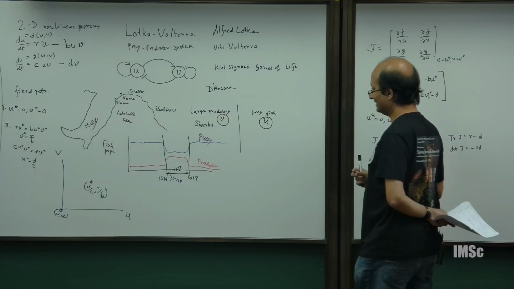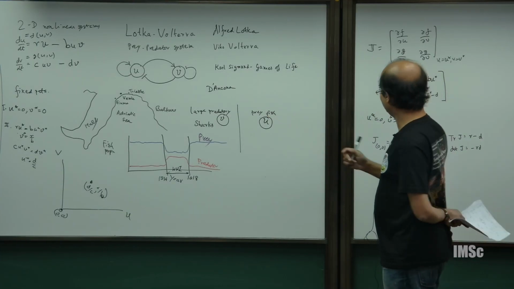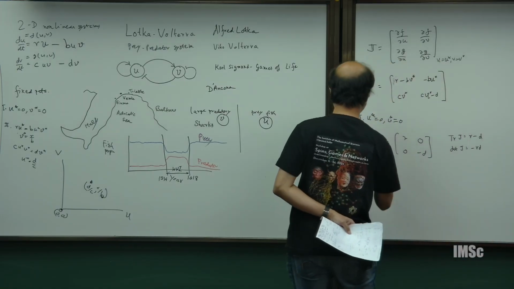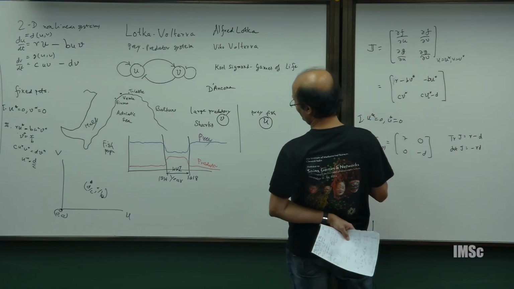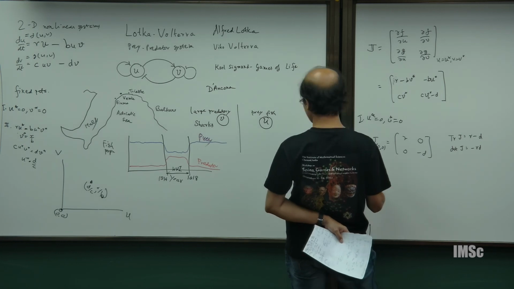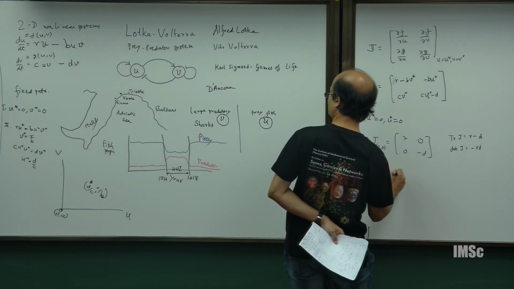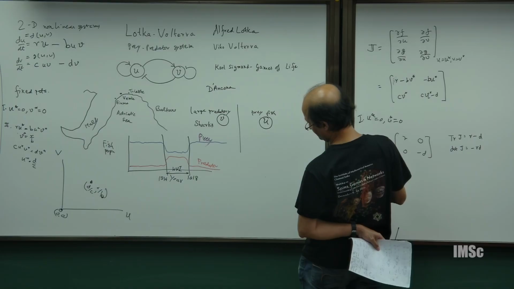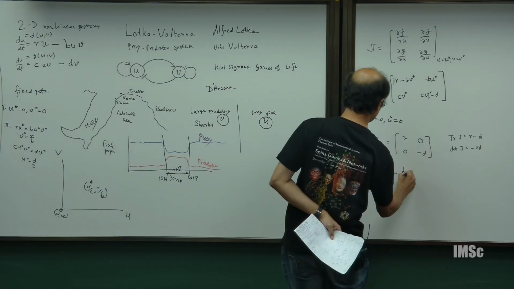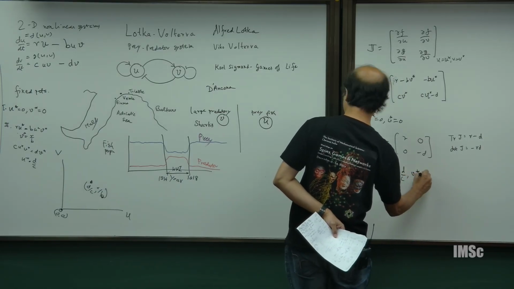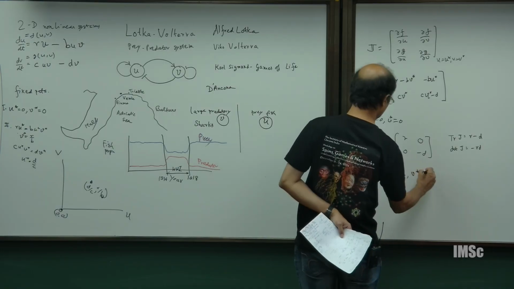It is a sample, right. So, you can't stay at 0, 0, you will be going away, right. Okay. Now, let us see what will happen if you have U star equal to D by C and V star equal to R by B.